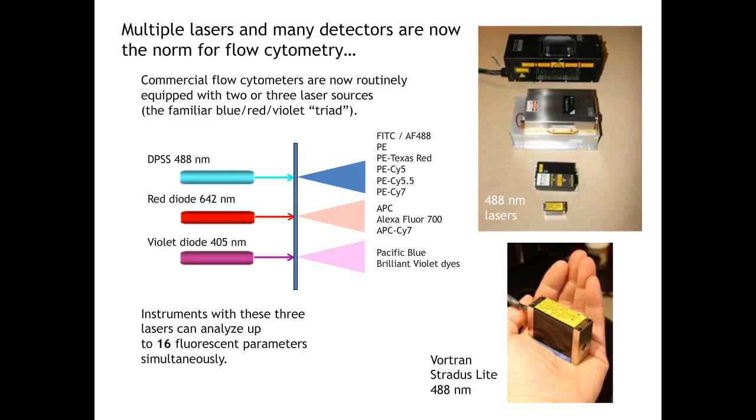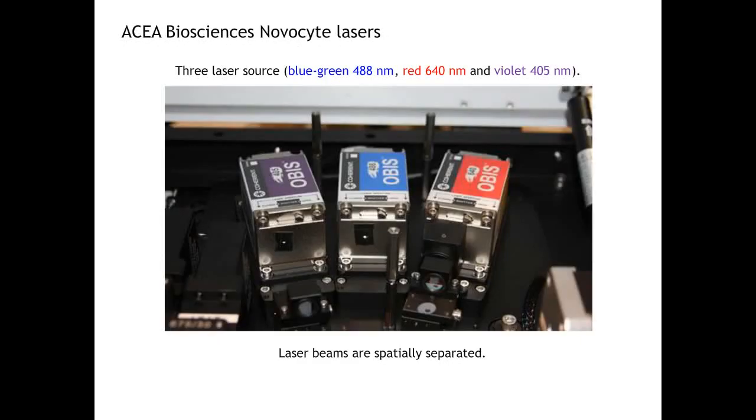The original lasers on benchtop machines were air-cooled argon lasers. The size has now been reduced to a laser that you can hold in the palm of your hand. This is a Fortran Stratus Lite 488 nanometer laser, a 20 milliwatt module that I'm literally holding in my hand down there. The lasers have become very small. The cost is also starting to come down.